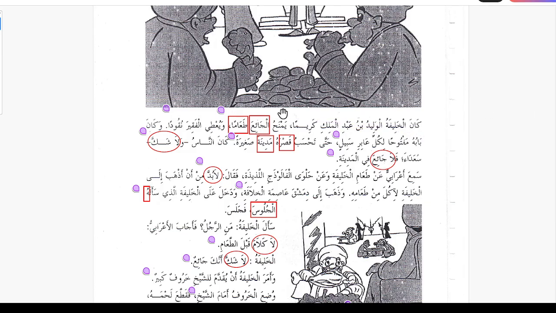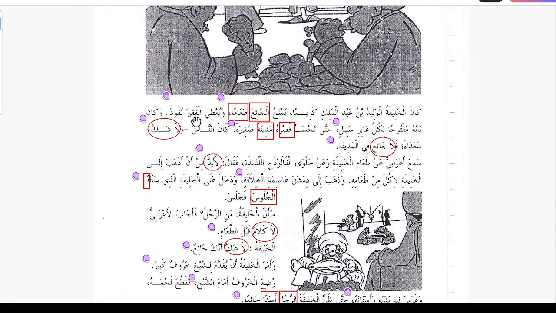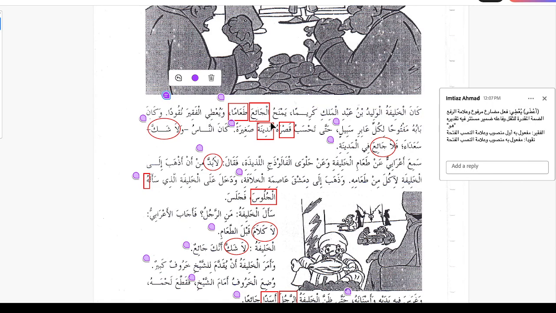So this is the second category of the verb that takes two maf'ul bihi, because these two maf'ul bihi are not originally mubtada and khabar. It is wrong to say al-jayu ta'amun. That does not make sense. So these are not of the first category where both maf'ul bihi are originally mubtada and khabar. Wa yutil fakira nakudan, and he gives the poor money. So similarly it is the same way.